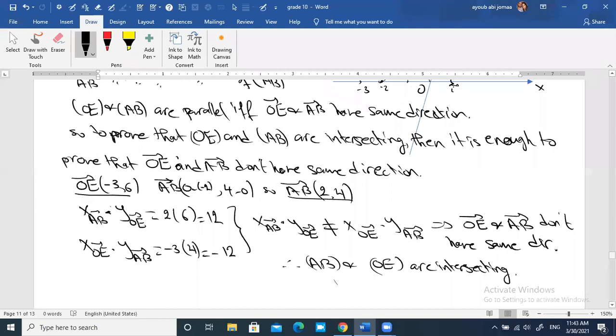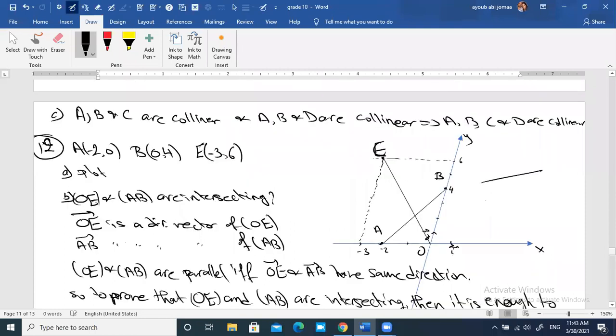If two lines, this one has direction vector u and this one has direction vector v, and these two vectors have the same direction, it means that these two lines are parallel. If they don't have the same direction, it means that these two lines are not parallel. Here, not parallel. In the plane, not parallel means intersecting.